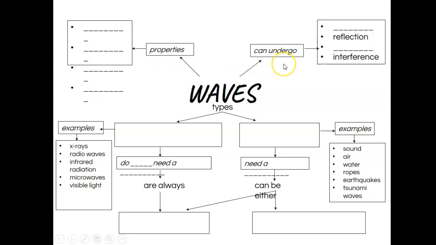When we look at what waves can undergo, we refer to these as their interactions. They can undergo reflection. They can also undergo interference. These are examples. Do you remember what type of waves these are? Oh, you guys are awesome. You were quick. Correct. These are electromagnetic waves.